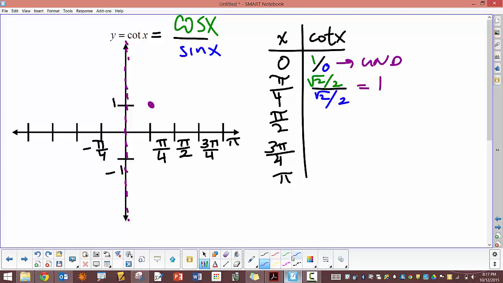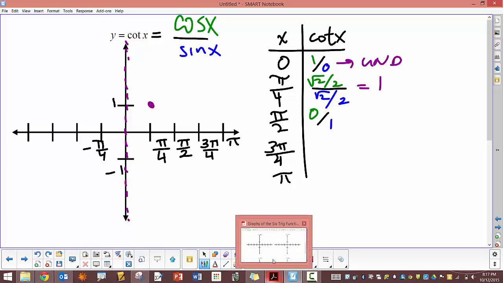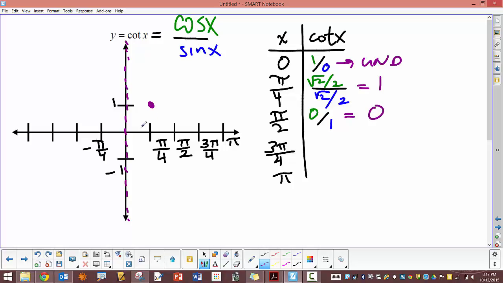Pi over 2, so cosine of pi over 2 is 0, and it doesn't really matter what sine is because 0 over anything is going to be 0. It turns out that sine is 1, so 0 over 1 is still 0, so at pi over 2 I'm going to plot 0. 3 pi over 4 is in the second quadrant.